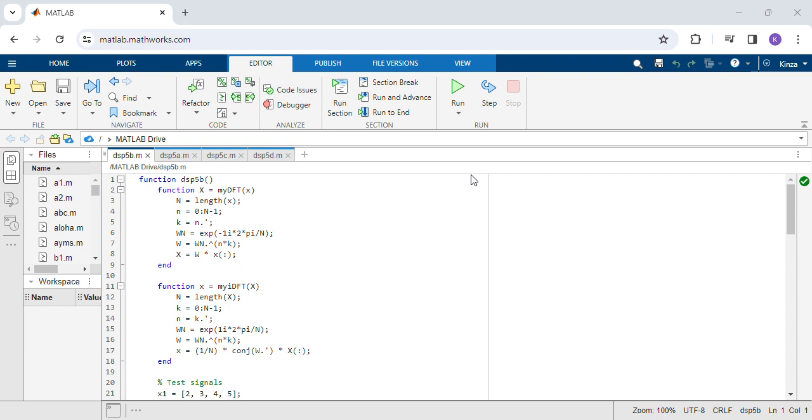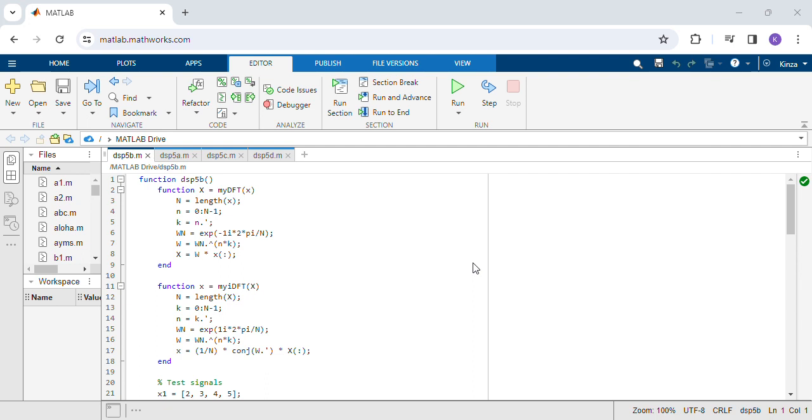In our first task, we were asked to make our functions for calculating discrete time Fourier transform and its inverse using the formulas of Fourier transform. So this is the code. In this code, myDFT computes the discrete Fourier transform of the input signal x, and myIDFT computes the inverse discrete Fourier transform of the input spectrum x. Four test signals x1, x2, x3, and x4 are defined for demonstration purposes.